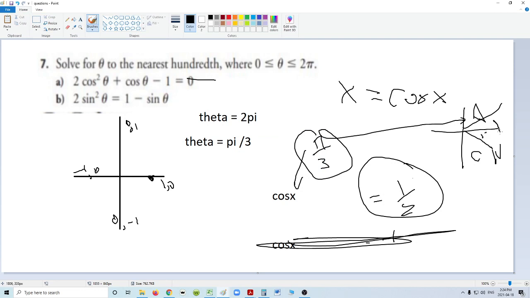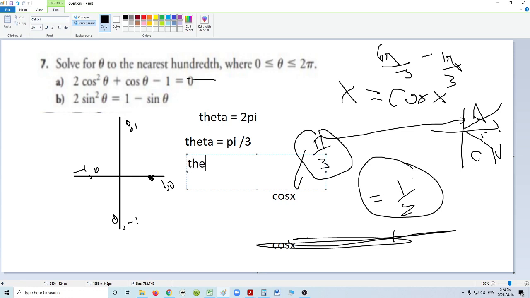And that's 360 minus pi over 3. Well, 360 is 2 pi. So what's 2 pi minus pi over 3? Well, you have to convert this to something over 3, so you multiply by 3 over 3. You get 6 pi over 3 minus 1 pi over 3 is 5 pi over 3. So the third and final angle that is possible is theta equals 5 pi divided by 3.